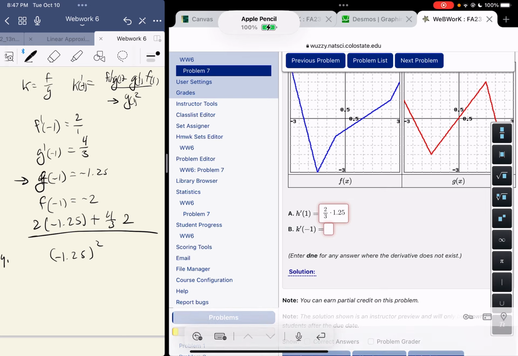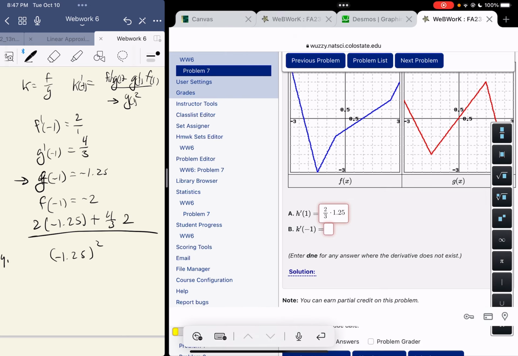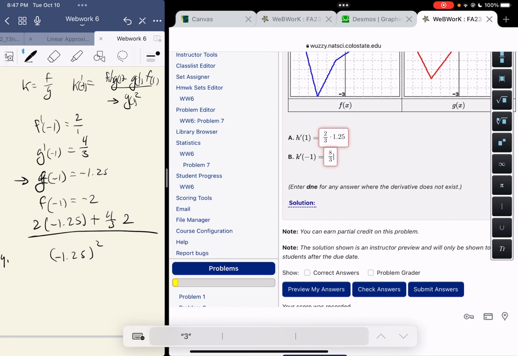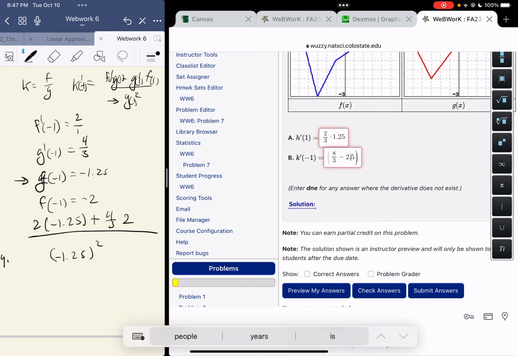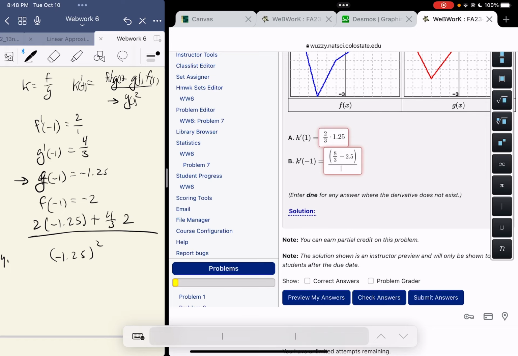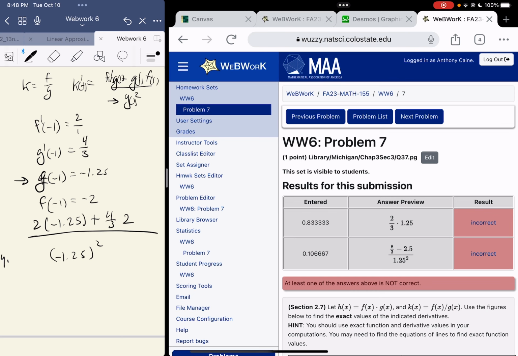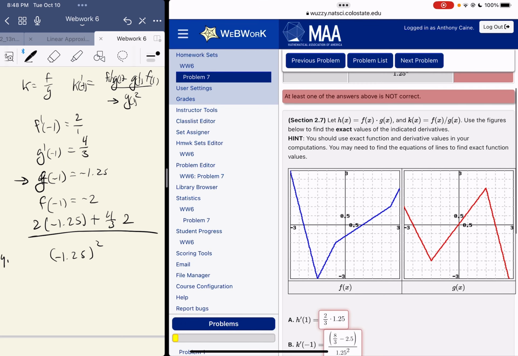Let's try and enter this. So the 2 times the 4/3, that's 8/3. And then I'm taking away 2.5. And all of that is over 1.25 squared. Sweet, so now let's submit. Oh, I don't like that. All right, well, I don't want to deal with it.